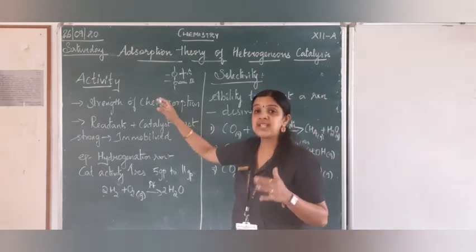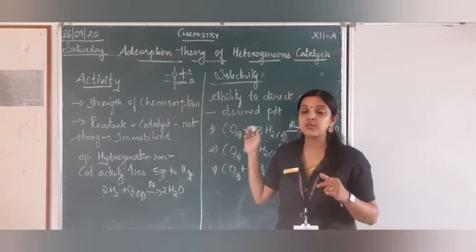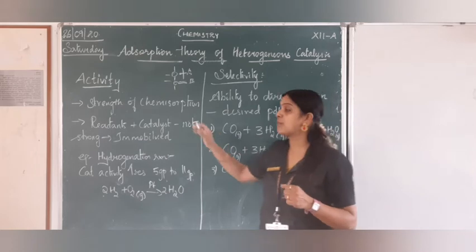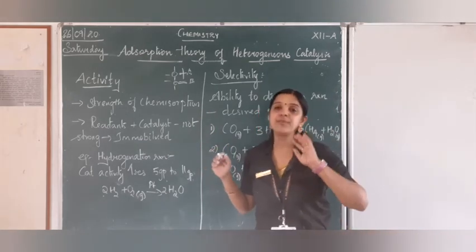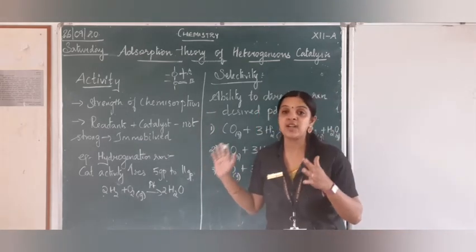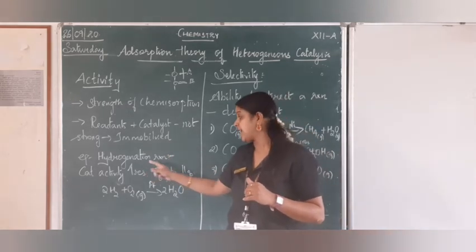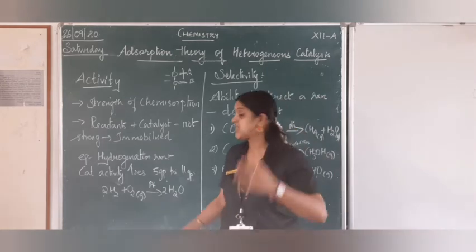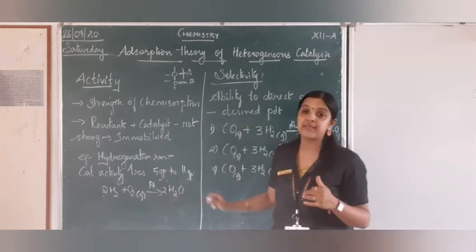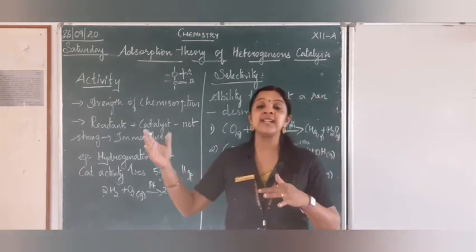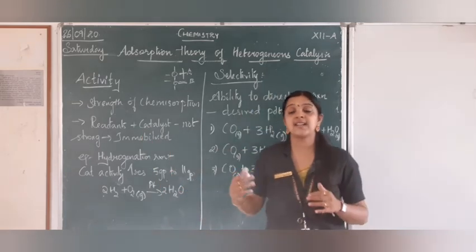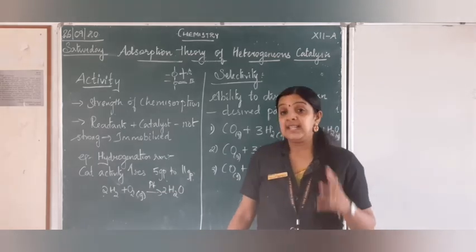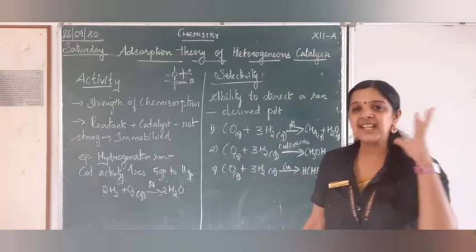So activity is nothing but the reacting molecules which come and get adsorbed on the surface of the free catalyst. It should not be so strong, but it should be strong in such a way that the reaction occurs. Example is hydrogenation reaction. You can see the catalytic activity actually increases when it moves from 5th group to 11th group, especially from 7th and 9th, like platinum and all, they act as a very good catalyst in the hydrogenation reaction. Next, what we are going to see is selectivity.